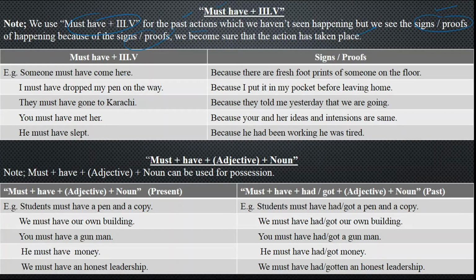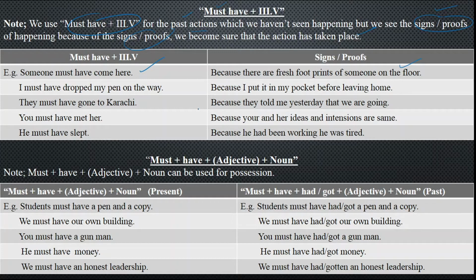Someone must have come here. Now over there you have just proofs and signs, because you see fresh footprints of someone on the floor. So this is what you are saying, someone must have come here. May or may not, but you have just the proof that there are some footprints, and this is why someone must have come here.